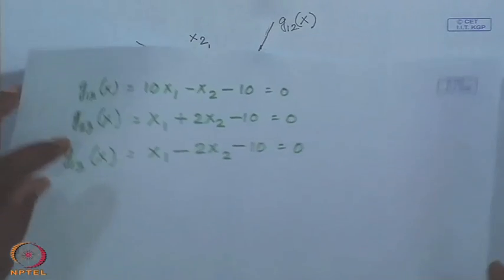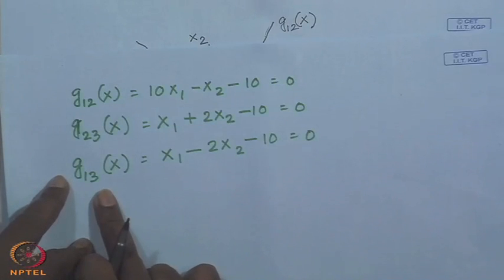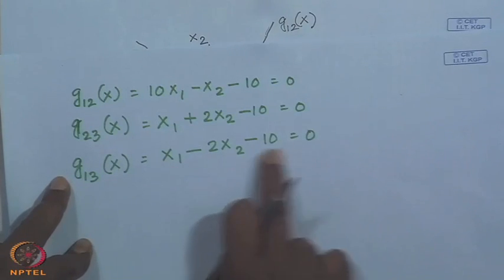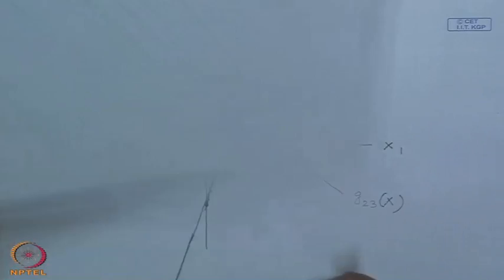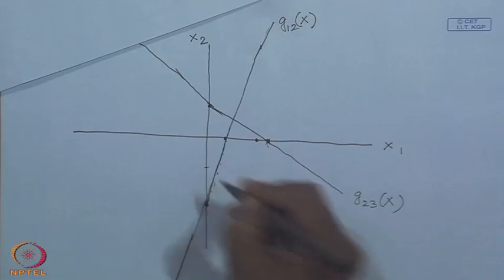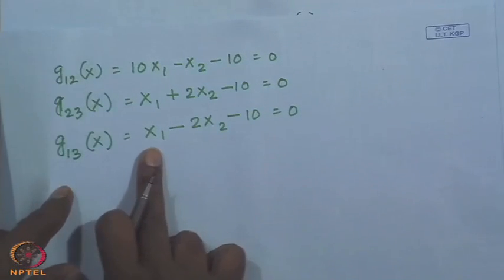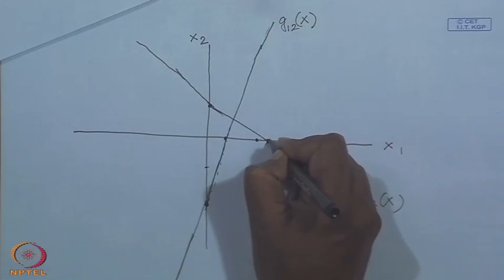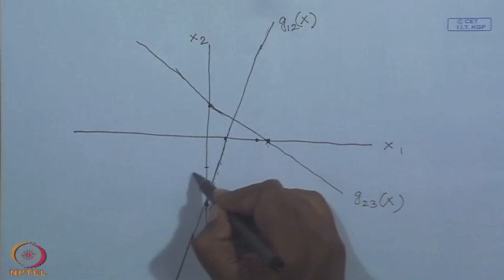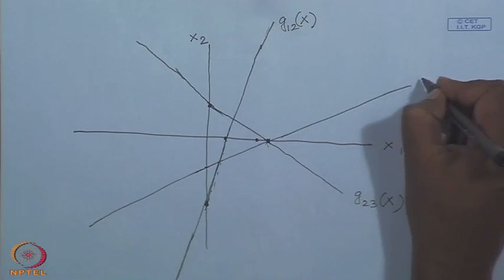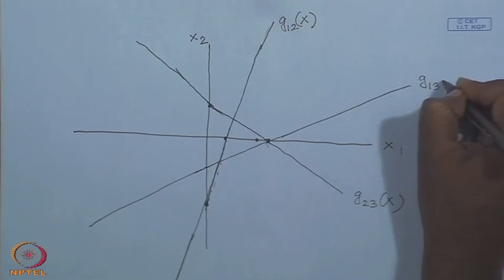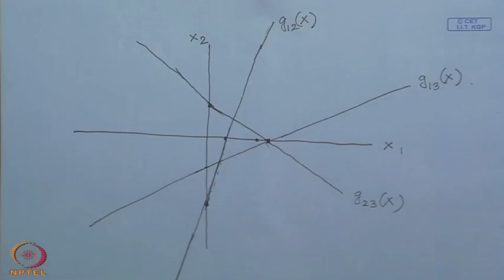And coming to the third one, g13(x), which is nothing but x1 - 2x2 - 10 = 0. Here, if I put x1 equal to 0, x2 will be equal to minus 5, so that will be a point somewhere over here. And if I put x2 equal to 0, x1 will be equal to 10, so that is this point itself. So, I get a straight line which is this, and this straight line represents g13(x).